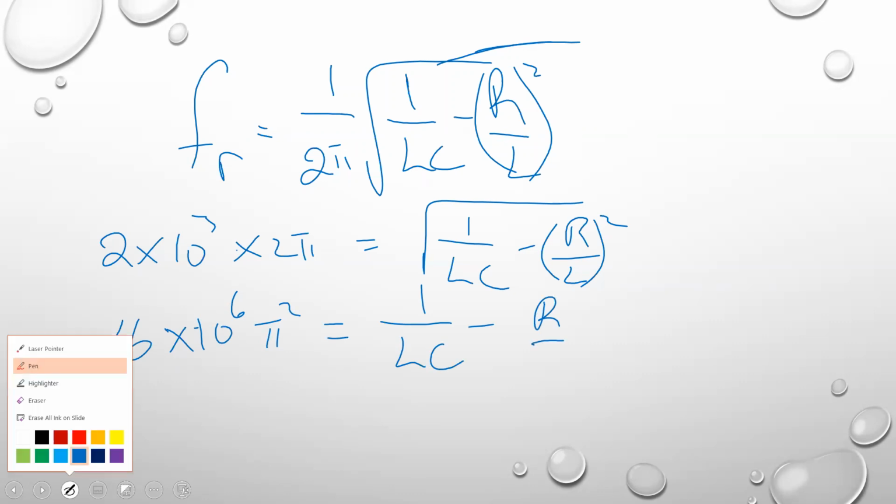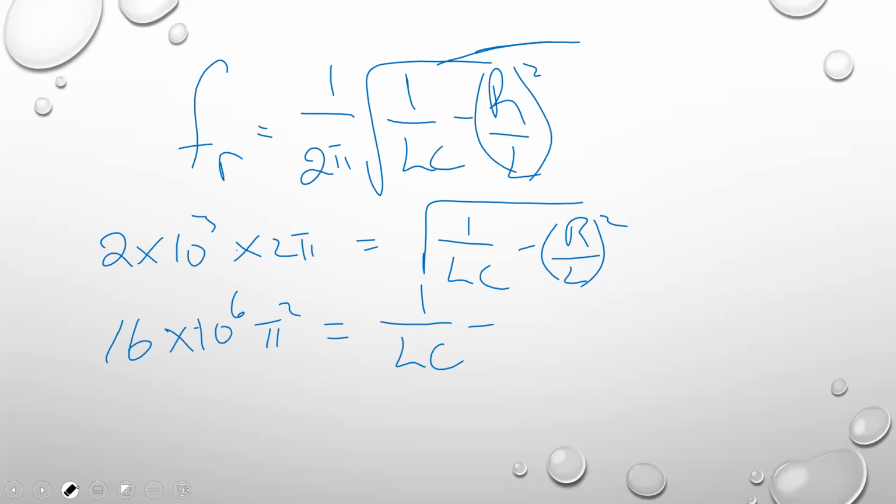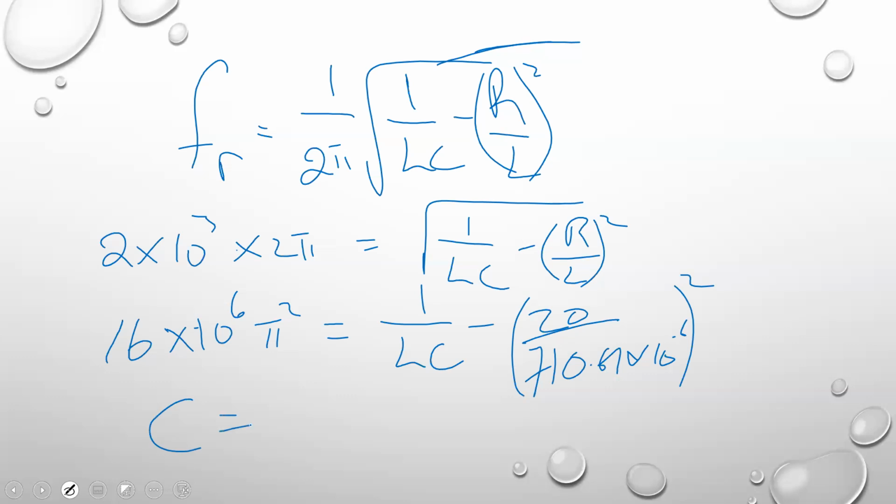Minus what was R? R was 20 over 710.61 times 10 to the minus 6 squared. Okay? Rearrange that for C. Whatever you get for C, I'm not going to work that out for you. You can finish that. Have I lost anybody?